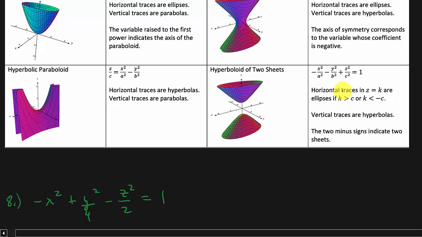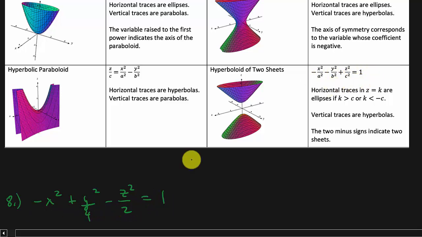of the z. So horizontal traces in z equal k are ellipses if k is greater than c, or k is less than negative c. The horizontal traces in z equal k are ellipses. And then we've got vertical traces that are hyperbolas. The two minus signs indicate the two sheets. And so it's going to depend where the minus signs are. And that's actually what we're fixing to do.